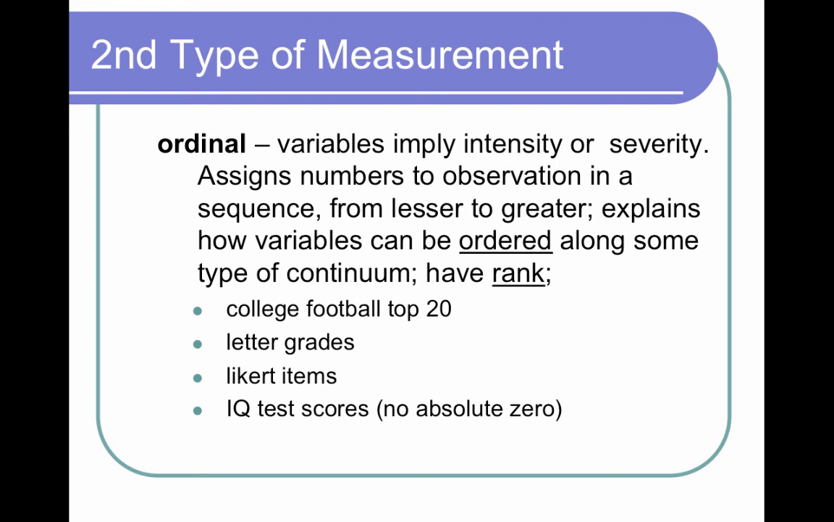Think about college football top 20. The number one ranked person has better statistics than number 20. Letter grades. An A is better than a B, which is better than a C, and so on. Likert items. We will talk about Likert items exhaustively. If you don't know what that term means, a Likert item is something that you've encountered many, many times in your life, and that is the strongly agree, neutral, that kind of thing. It's the sort of thing you see on surveys all the time. And then IQ scores are ordinal data.